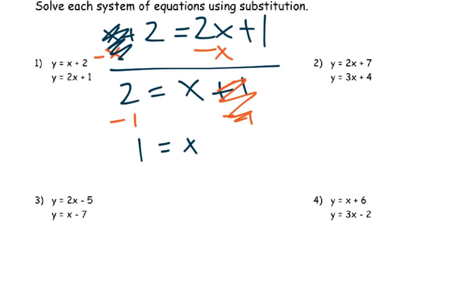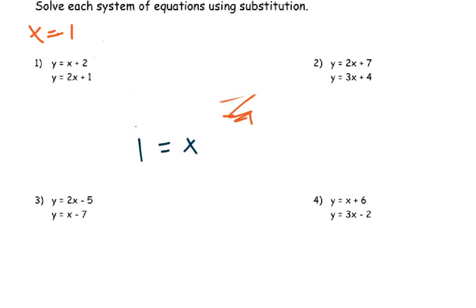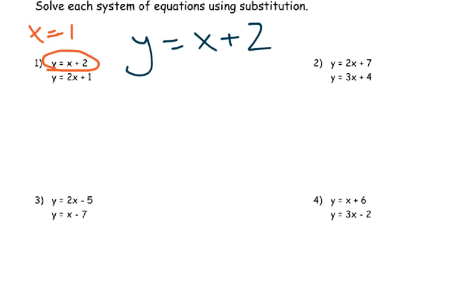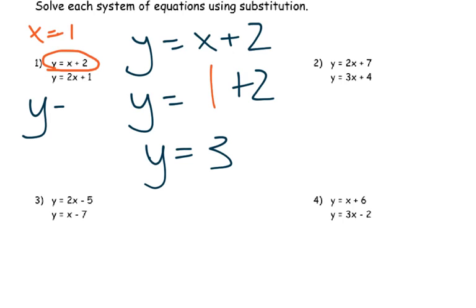Now that you know that x is 1, you're going to use it to plug back in for one of the equations to find out what y is. And so I'm going to write x is 1 up here, and I'm going to erase, because we're done solving for x. Now we're going to solve for y. I'm going to use that first one because it looks very simple. So it says y equals x plus 2, and what I know is that x is 1. So y equals 1 plus 2, which is 3. So y equals 3. And now the first one's done.